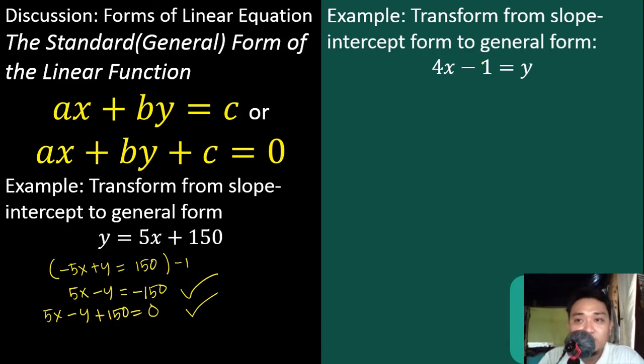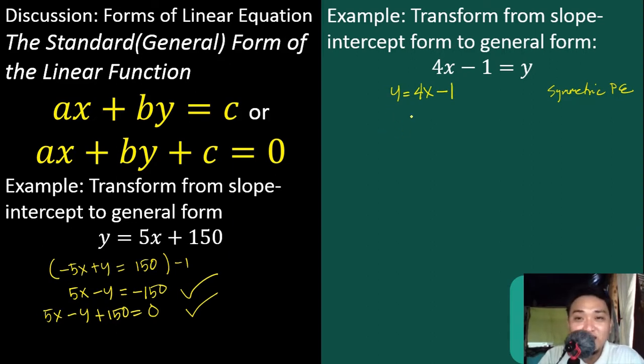Let's say we want to transform from slope-intercept form to general form. O baka magtaka kayo, 4x minus 1 is equals to y. Kailangan ang itsura niya maging ganito. Tapos baka magmadali kayo, sabihin nyo, naka-general form na yan. Hindi po yan naka-general form. Tingnan nyo, babaliktarin ko lang po. Babaliktarin ko siya using symmetric property of equality. That will become y is equivalent to 4x minus 1.